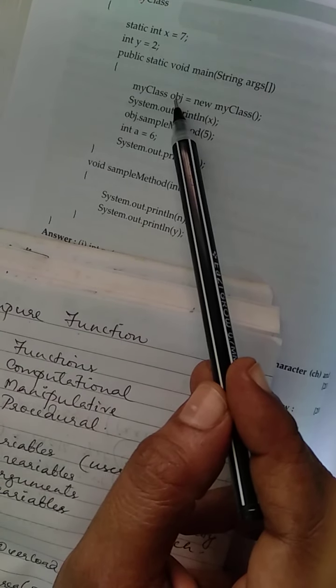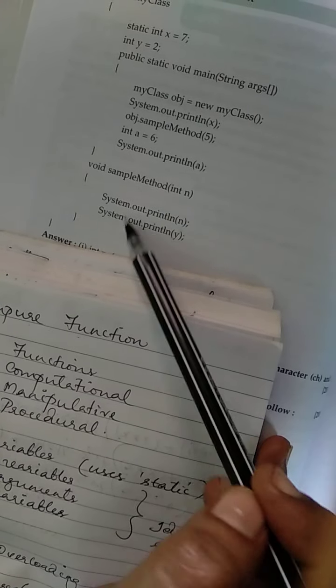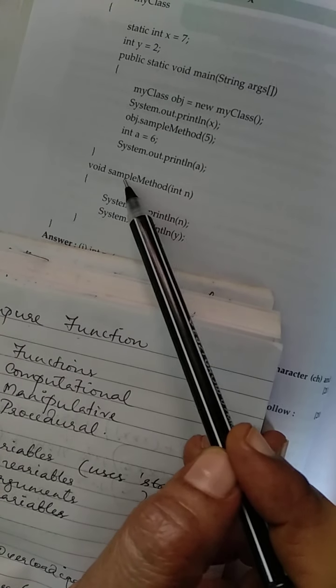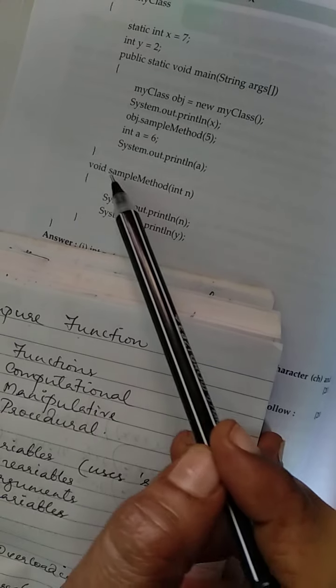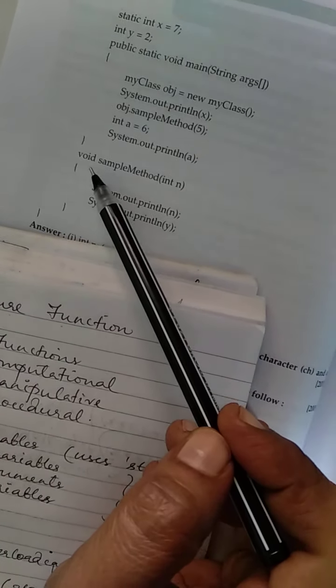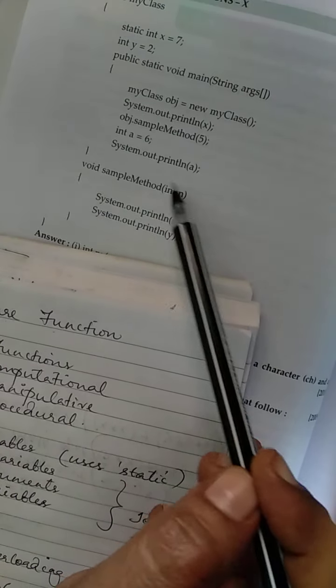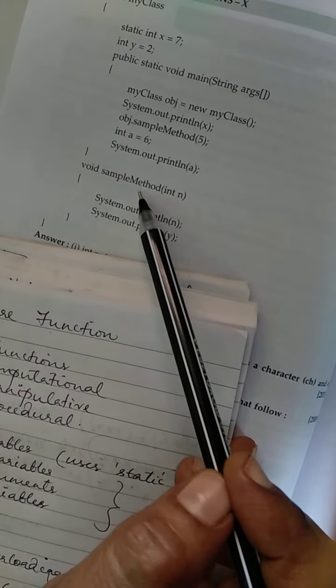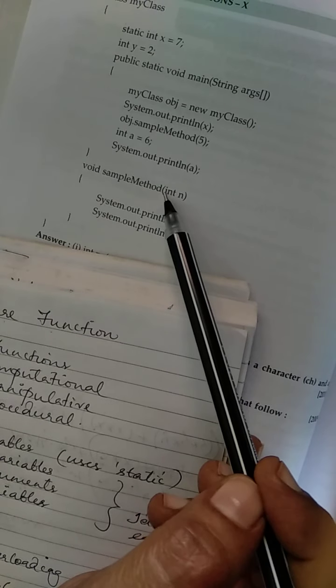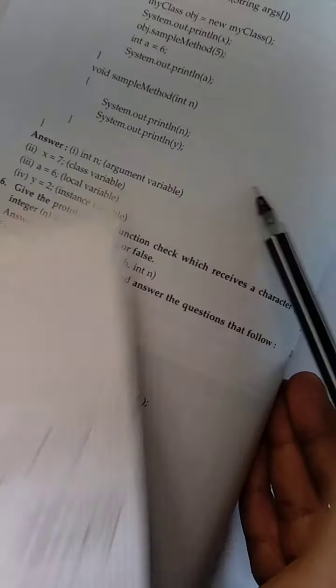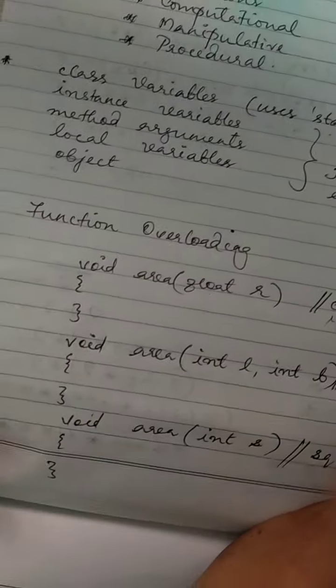Then the object name is obj, and name the type of function used here. What is the type of function? This function is just printing something and it is not returning anything back. Void. Nothing is returned back. So this is an example of a procedural function. Is it okay? And the last topic that comes under this chapter is function overloading.